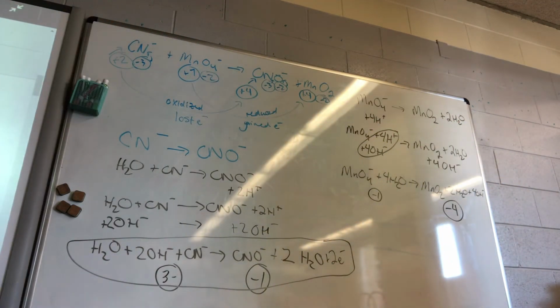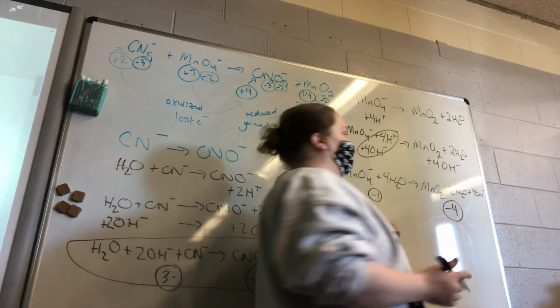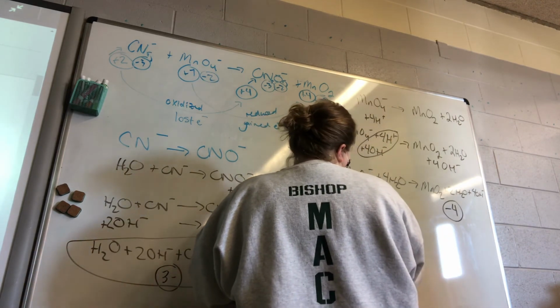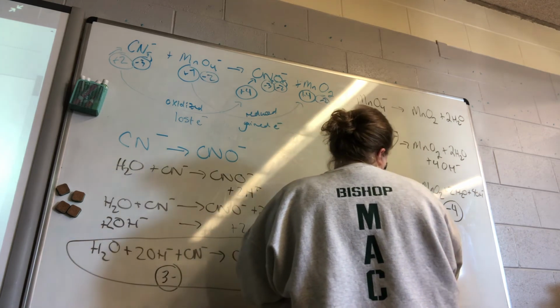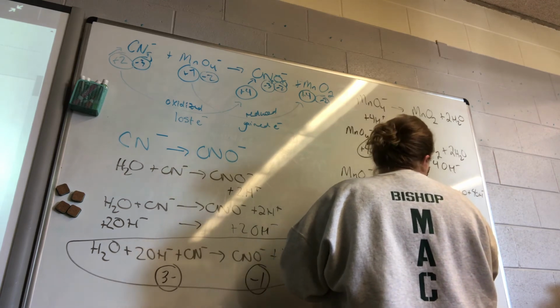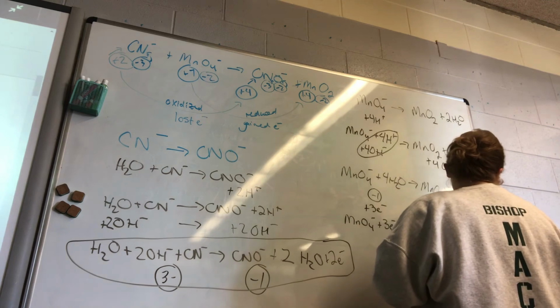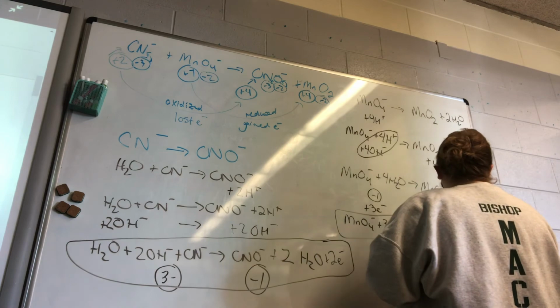All right, how do we balance the charges? We've got to add 3 electrons to the left. Yes. Here on out, we follow all of the rules we followed before to get them back together. And there is my total balanced equation.